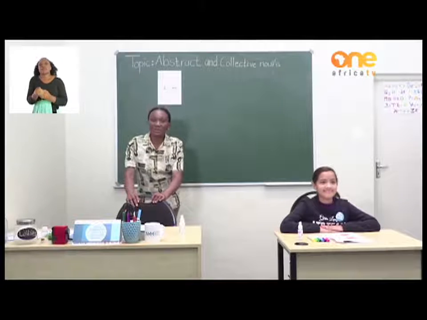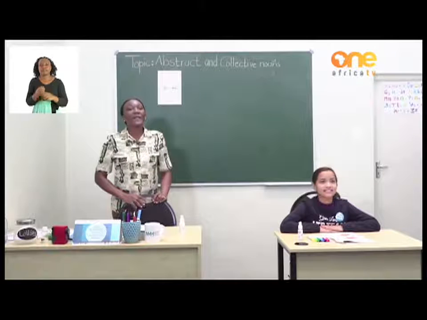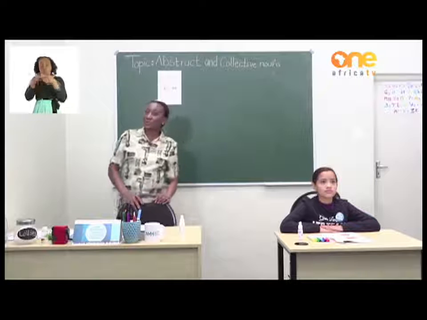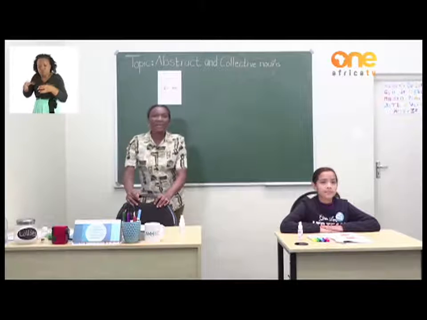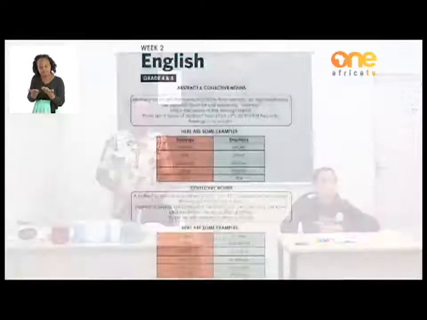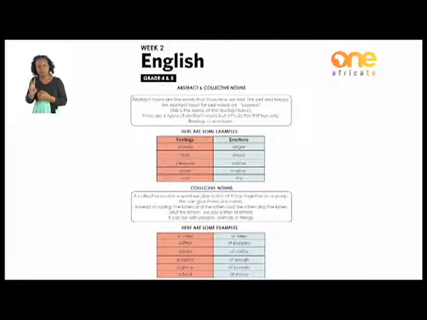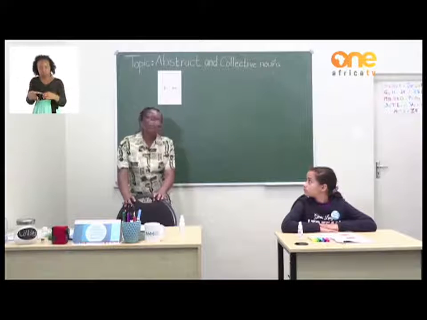Well, I have a few examples of collective nouns. For example, a flight of stairs, a school of fish, a pride of lions. Let us look on page 16 at the few examples of collective nouns. As you can see, it's written there. Here are some examples of collective nouns. I've already mentioned some, so you can see a forest of trees, a litter of puppies, a herd of cattle, a batch of dough, a group of people. So those are the few examples of collective nouns. Chanel, do you have any question? No question.